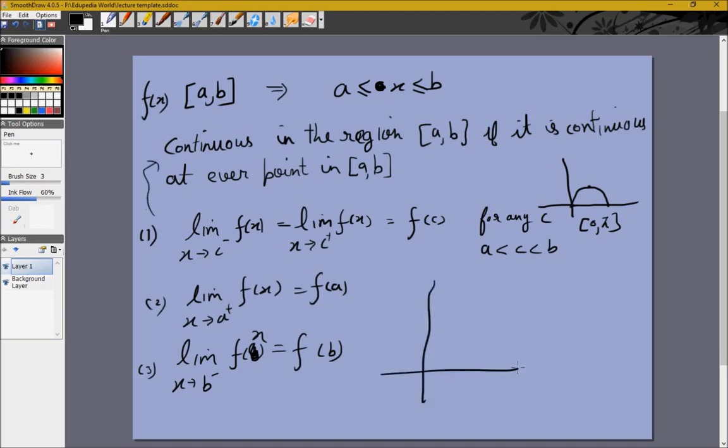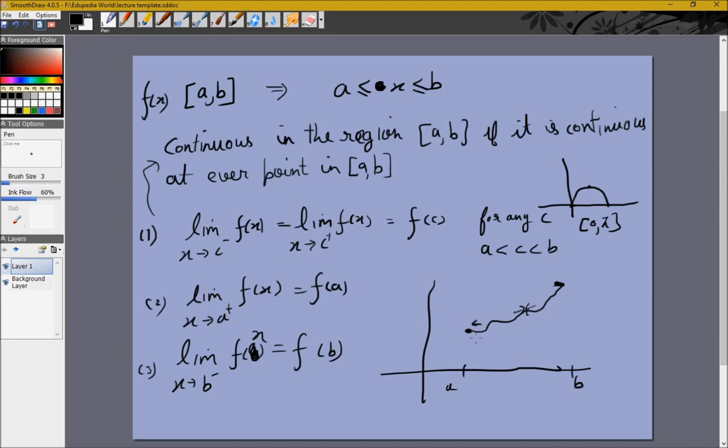Just to look at it from the graph, let's say this is a point A, this is a point B, both are included, and the function is something like this. For any point in between A and B, it needs to be continuous. That means both left hand and right hand limits should exist. But for this point, the left hand limit doesn't really exist because we are only considering it between A and B. So only the right hand limit needs to be equal to the value at A.